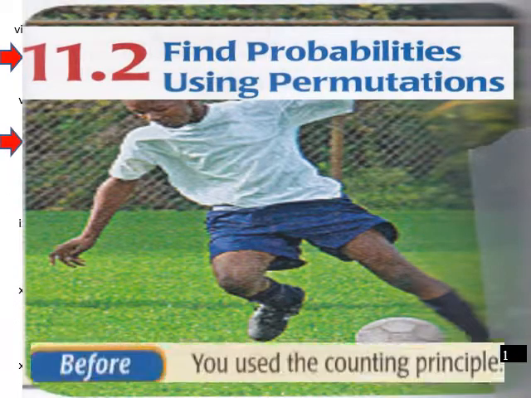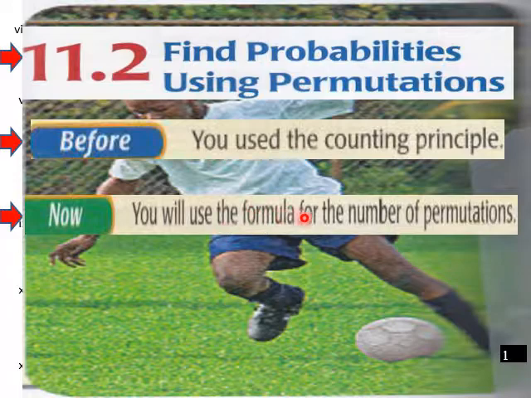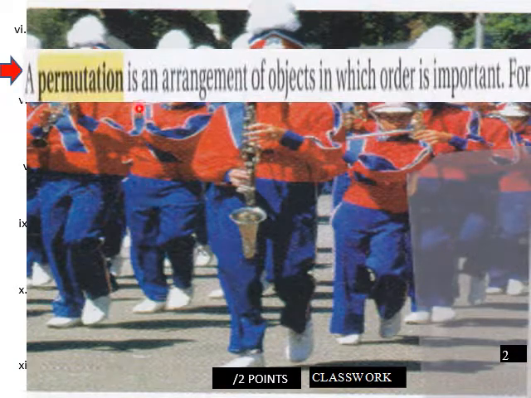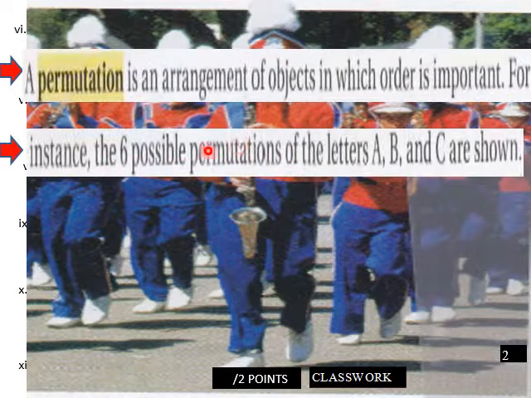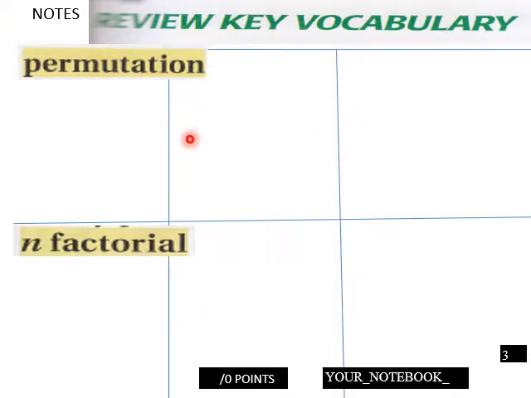Okay, into our lesson 11.2, finding probabilities using permutations. You've used the counting principle. You will use the formula for the number of permutations, so you find the number. A permutation is an arrangement of objects in which order is important. For instance, the 6 possible permutations of the letters A, B, and C are shown here. So here are the different permutations of it, different orderings of these 3 letters. Okay, in your own words, students, define permutation and n factorial. We haven't had that yet, so hang on to this. This is 10 points here. It's not 0 points, so it's 10 points.